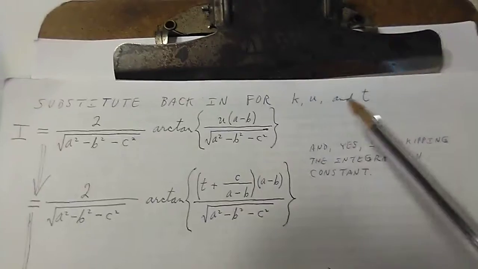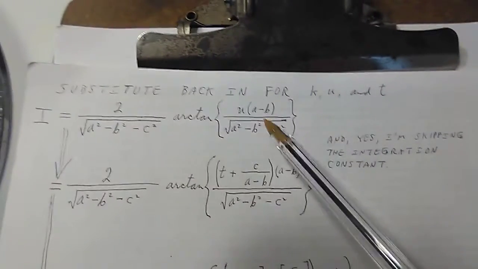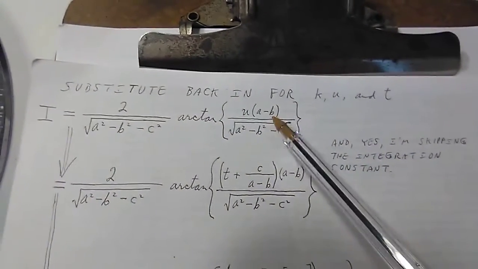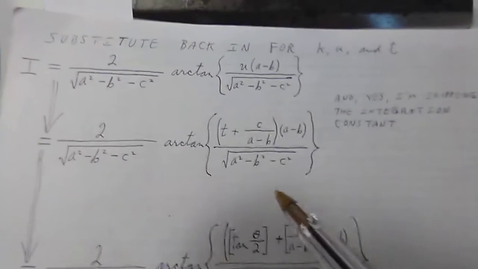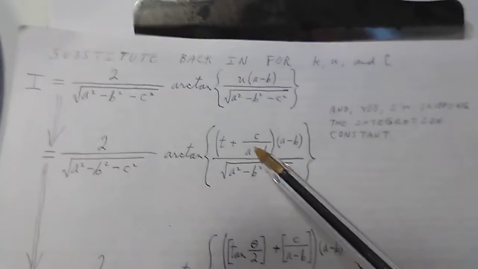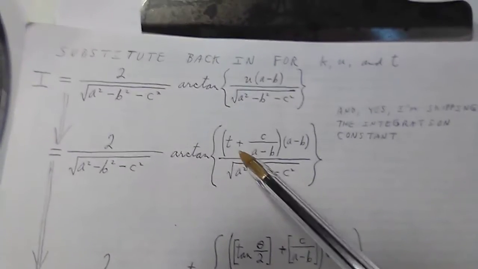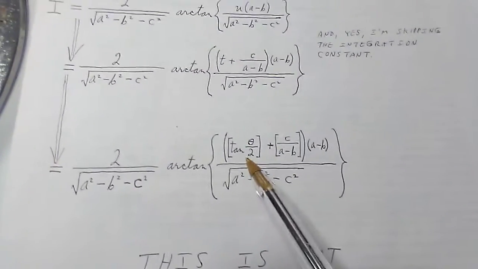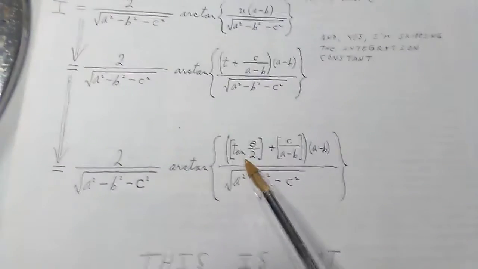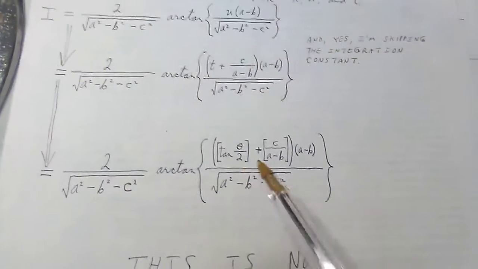And in the home stretch, we're going to go ahead and substitute back in for k, u, and t. We're going to first fill in for k, which is u over a minus b divided by the radical. And yes, I am skipping the integration constants because I didn't feel like writing them down over and over again, and neither do a lot of people. Next, we're going to substitute back in for u, which is equal to t plus c over a minus b. And then down here we substitute back in for t, which is tangent of theta over 2.